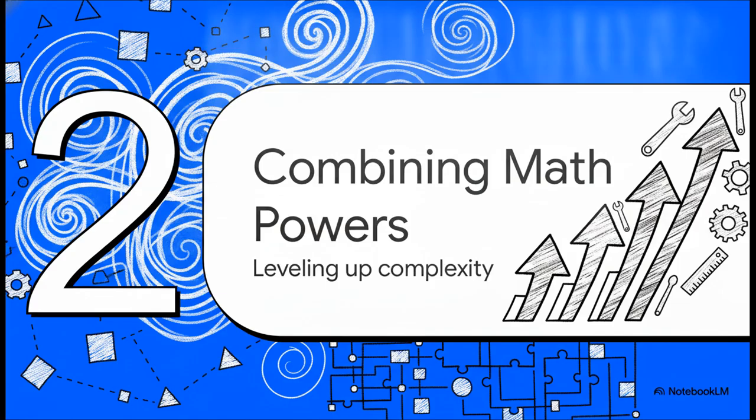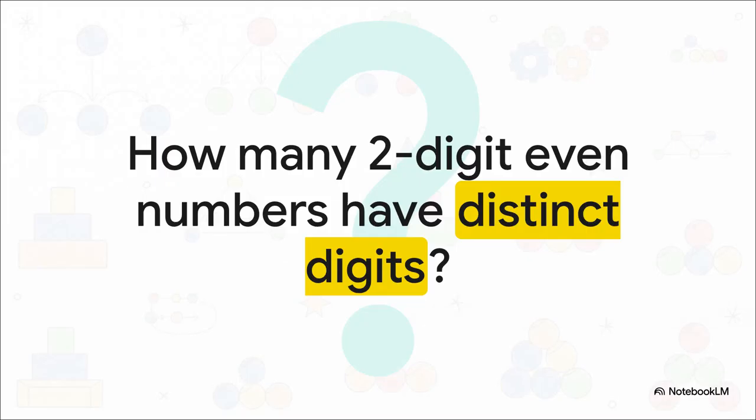Section 2. Combining your math powers. Leveling up the complexity. Let's tackle this one. How many 2-digit even numbers have distinct, or different, digits? Now, this sounds super straightforward, but there is a bit of a trap here. A 2-digit number cannot start with a 0, right? Because of that specific condition, we actually have to split our logic into 2 separate, mutually exclusive paths to solve this cleanly without messing up our count.